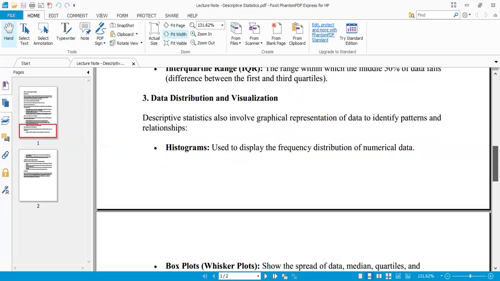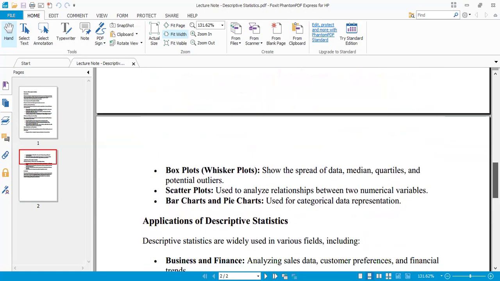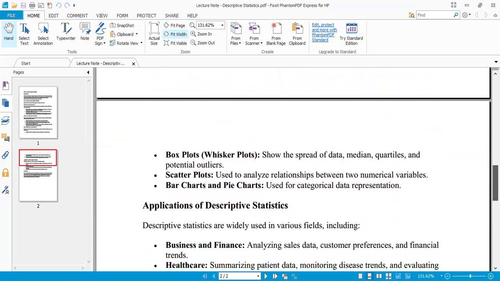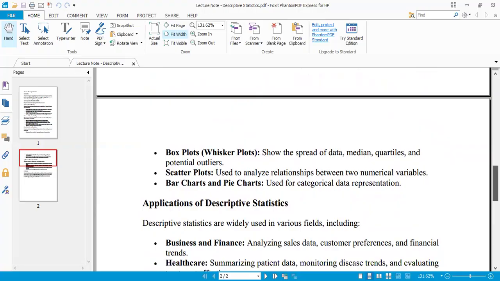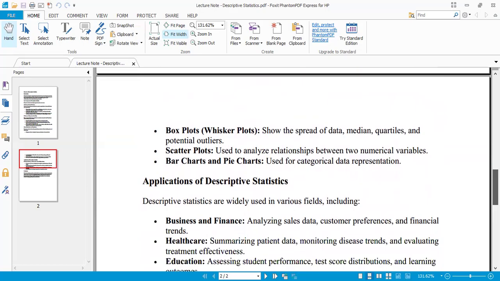So that is that. We've looked at the data distributions, the histograms, which are used for numerical data visualization, the box plots, which show the spread of data, the median, quartiles, and the potential outliers. Then we have the scatter plots, which are used to analyze relationship between two numerical variables. Then we have the bar charts and pie charts, which are used for categorical data representation.